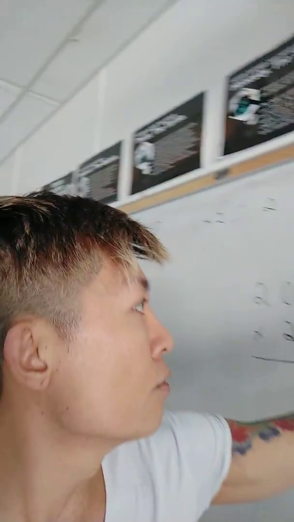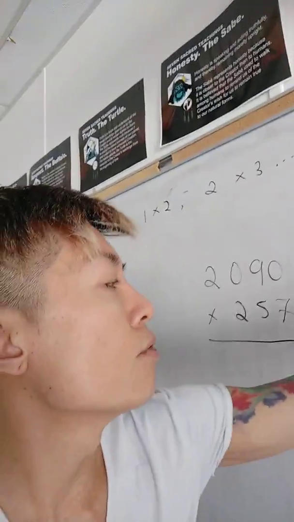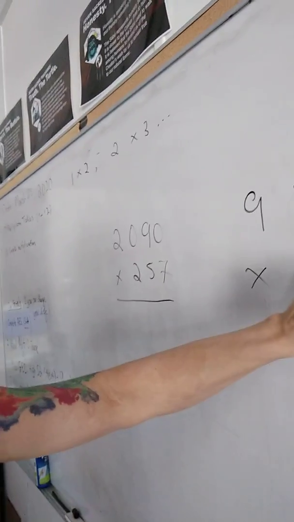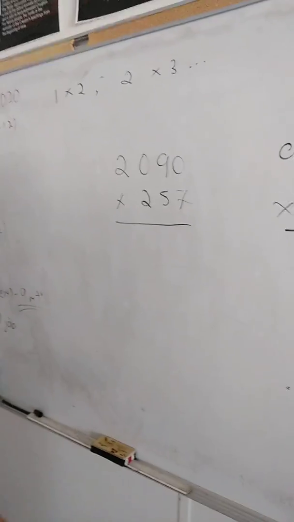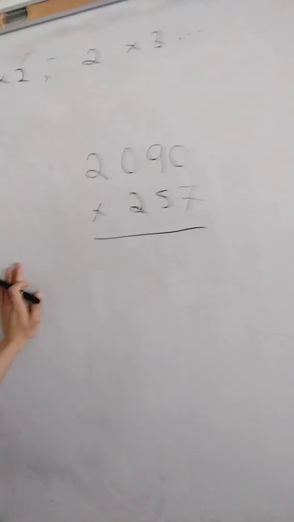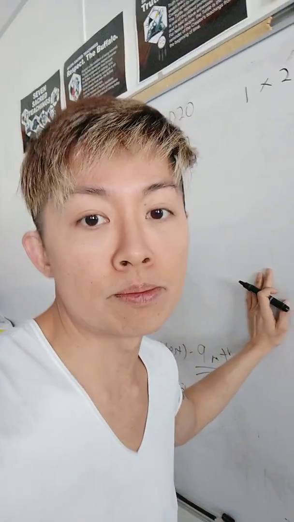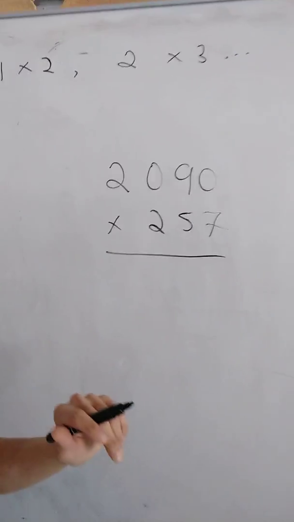So let's look at 9274 multiplied by 626. Okay, remember to give yourself a lot of space when doing 3-digit multipliers. So okay, let's tackle them. It may look formidable, but really it's quite easy once you learn a few simple rules. Okay, let's check it out.